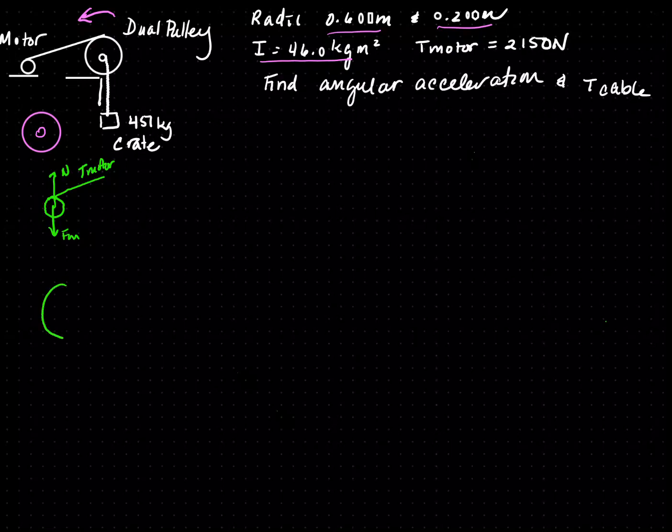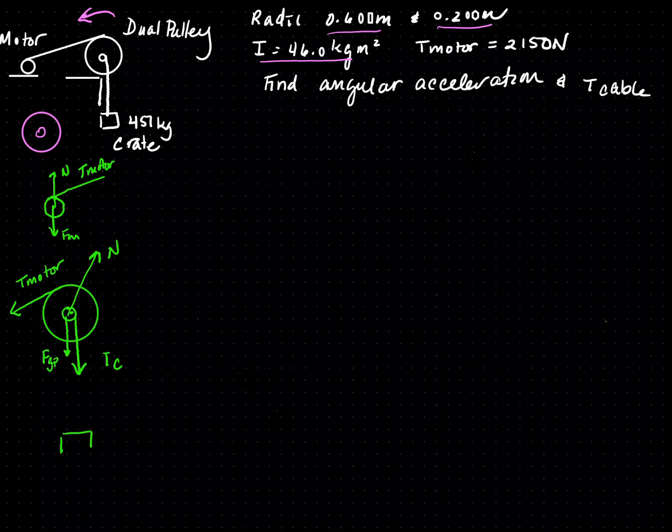Then we have the dual pulley. The bigger pulley has the tension of the motor. The smaller pulley has the weight tension, which is the tension of the crate. We also have a normal, which is something like this at an angle, and then the weight of the pulley. Again, we could ignore the weight of the pulley and the normal because it's at the pivot point.